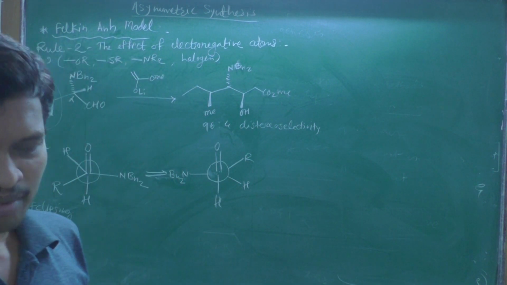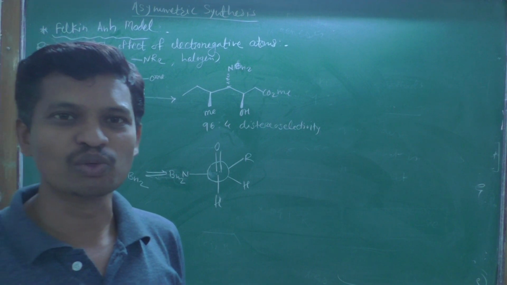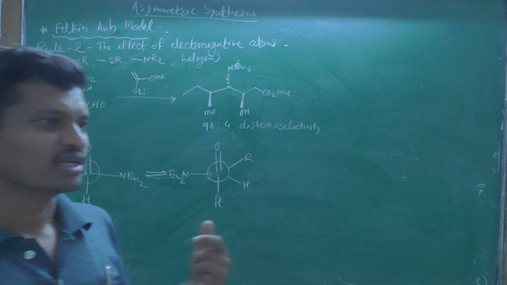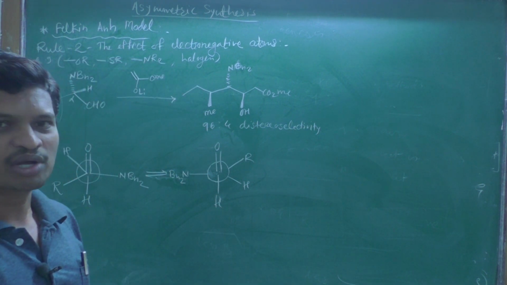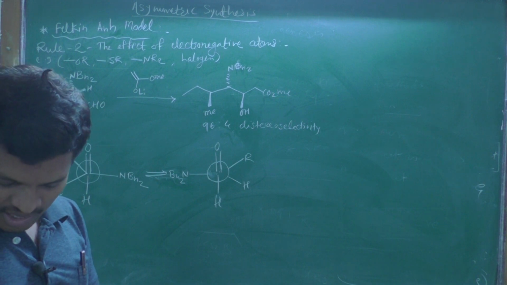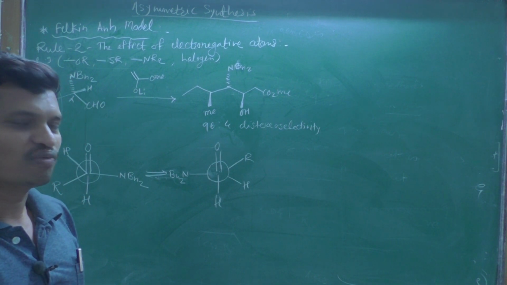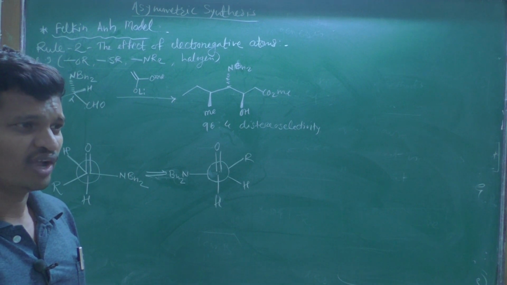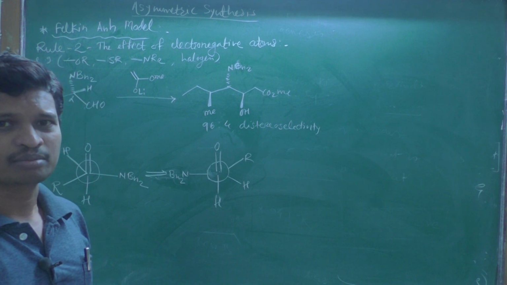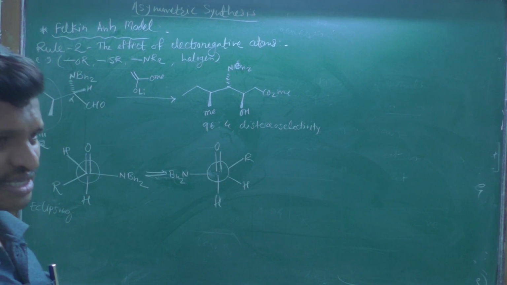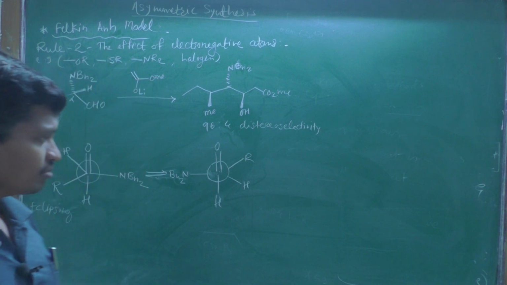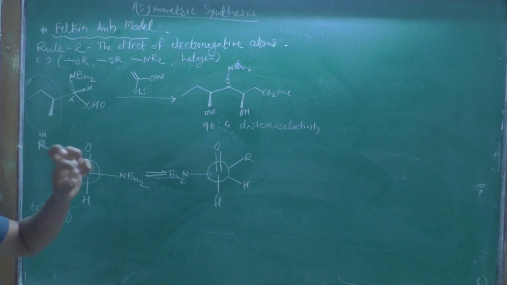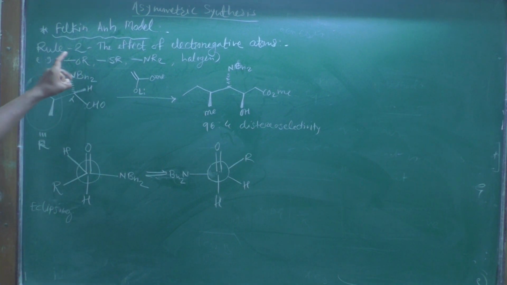There are actually three basic rules which are followed in the Felkin model. Yesterday we have seen the first normal rule, the Felkin model, how a nucleophile is getting added across the carbon oxygen double bond when the alpha carbon atom is a chiral center. Now we have to see the second rule for the Felkin model.